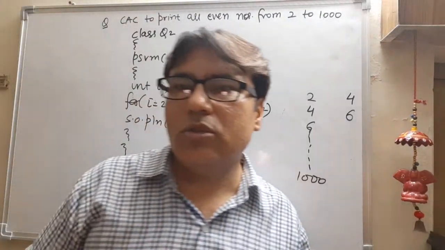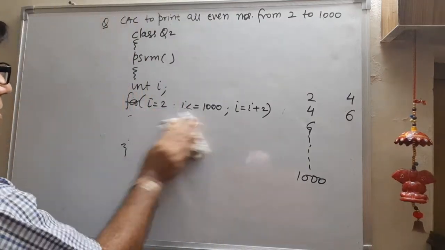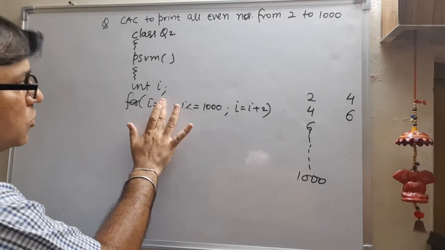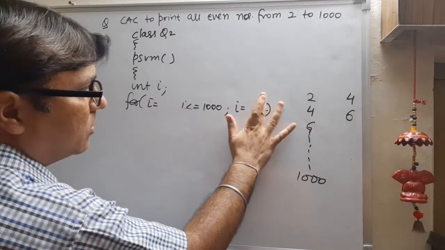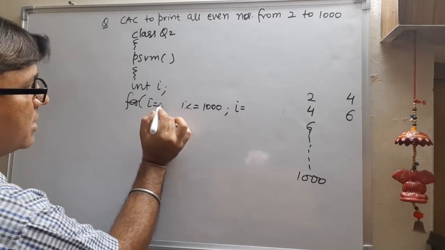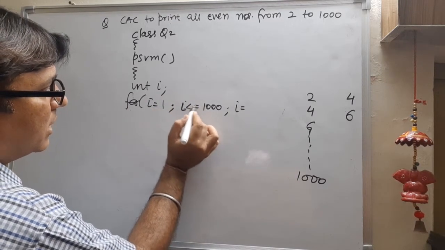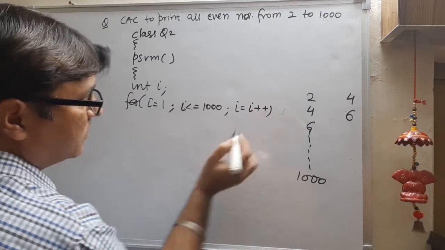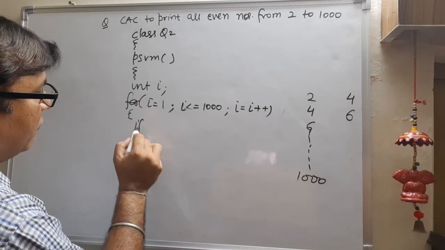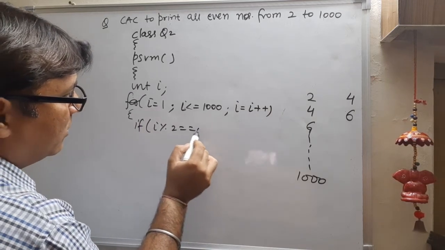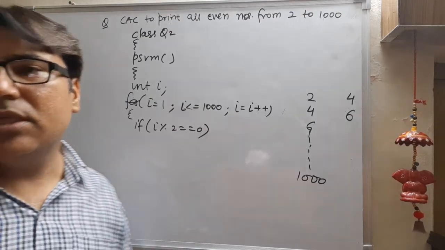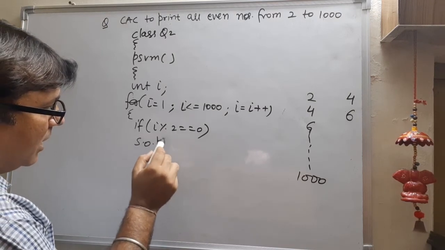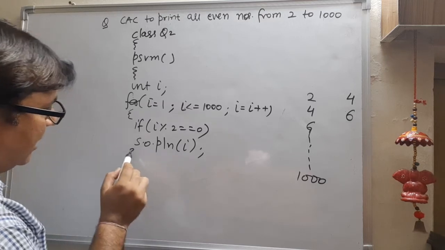This program can also be done by using the if statement. So for that we will remove this 2 from here and I is equal to I plus 2 from here. So this will become I is equal to 1. I is less than equal to 1000, and instead of I is equal to I plus 2, we will write I plus plus. And in this we will apply if condition, if I mod 2 equal 0. This is the condition to check whether a number is an even number or not. So if it is an even number, it will display I, otherwise it will not display I.